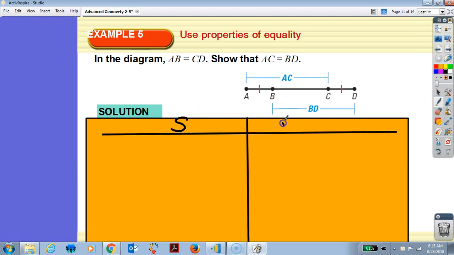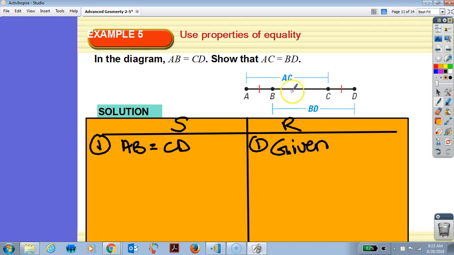So on this one, we have our statements, we have our reasons. All right, so it says AB equals CD. So we're going to start with AB equals CD, given. What we're trying to prove is this. So this is going to be all the way at the bottom. So we need to get there. We're trying to prove that AC is equal to BD.